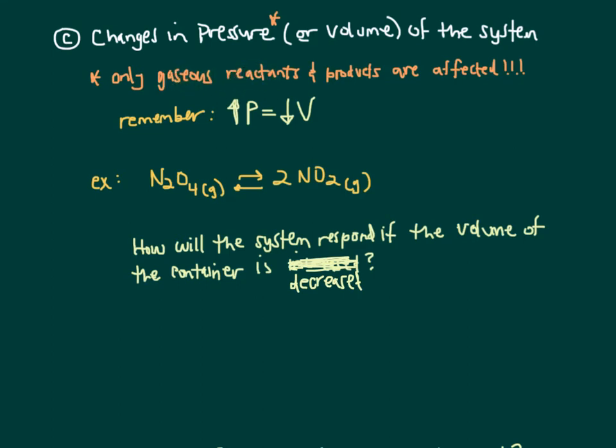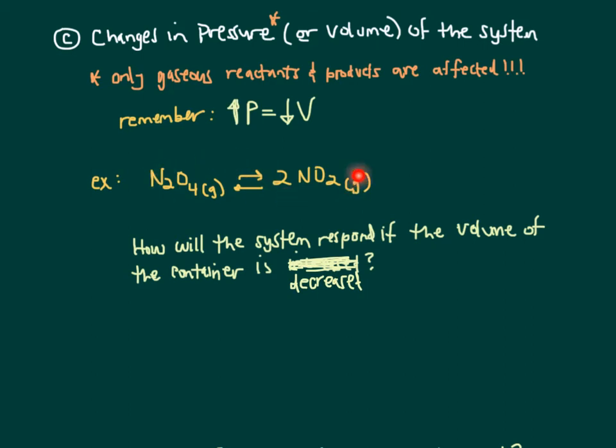You also need to remember that an increase in pressure is the same as saying you're decreasing the volume. If you increase the pressure of the system, you're really just compressing it into a smaller space, which would be decreasing the volume. And of course, vice versa. If you decrease the pressure, that means you're increasing the volume, or the amount of space that these gas molecules have to roam around in.